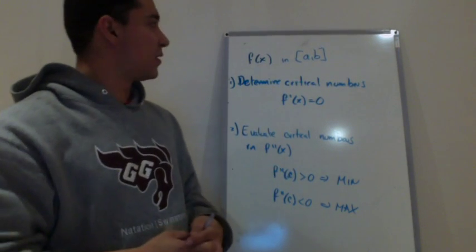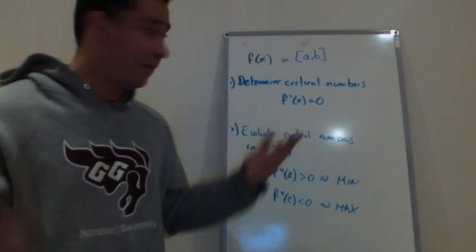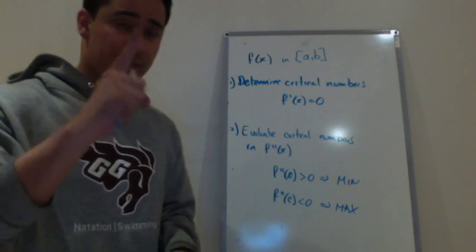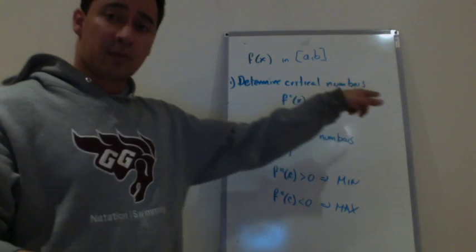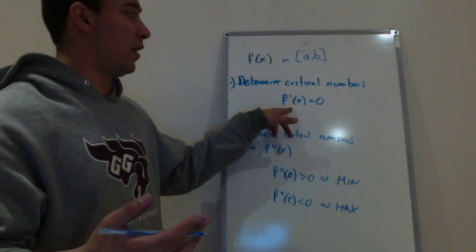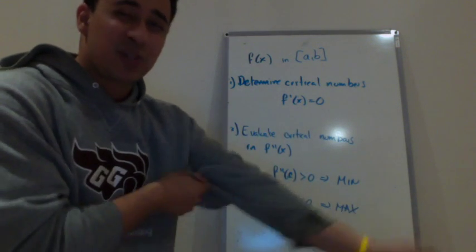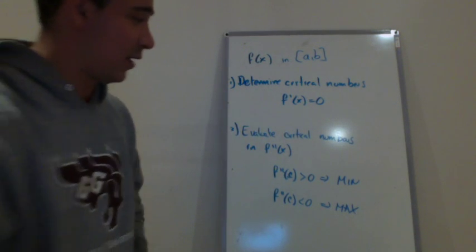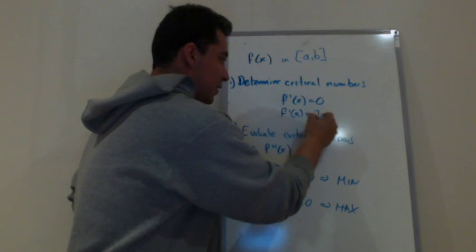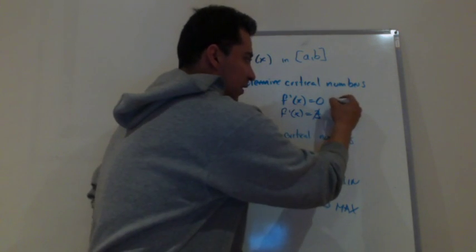So what are the steps? Okay, let's say we have a function f(x) in the closed interval [a, b]. Okay, first step, determine the critical numbers. How do we do that? Making the first derivative equal to 0, or where it does not exist. I am missing this part of the definition, right? But most of the times we will have just to get this, okay?